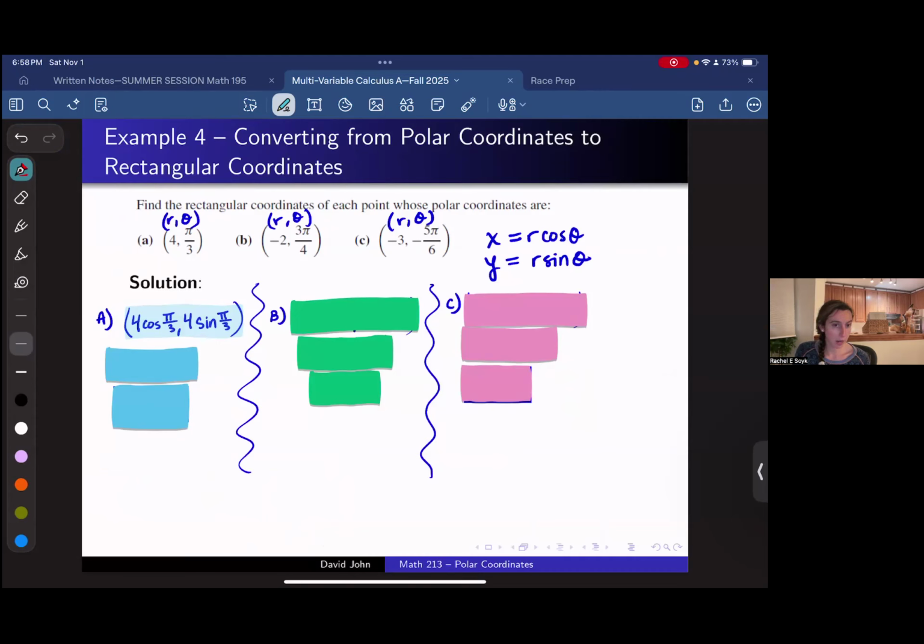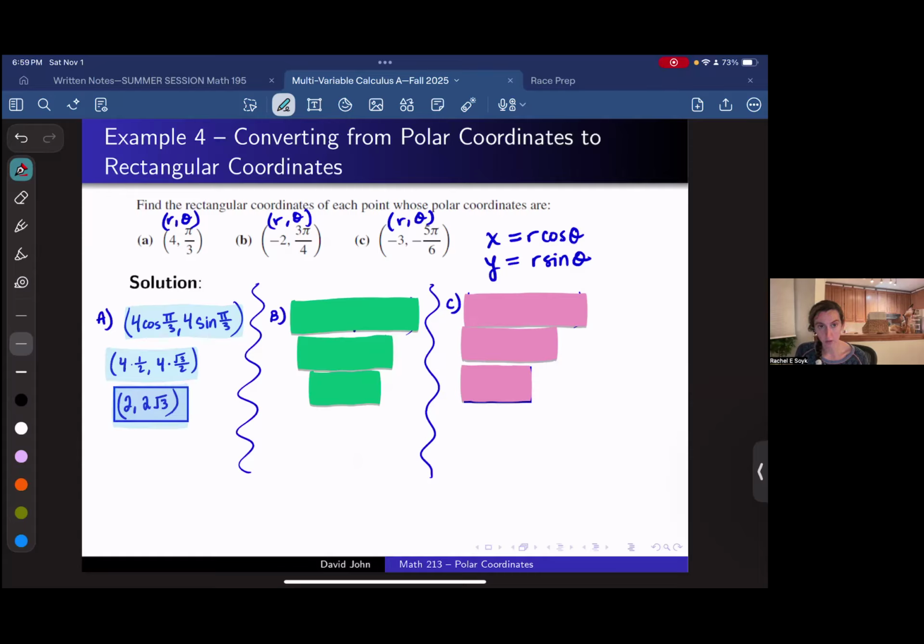Cosine of pi over 3 is the same as cosine of 60, which is 1/2. Sine of pi over 3 is the same as sine of 60, which is square root of 3 over 2. So we get 4 times 1/2, comma, 4 times square root of 3 over 2, which is just reduced to 2, comma, 2 square root of 3.